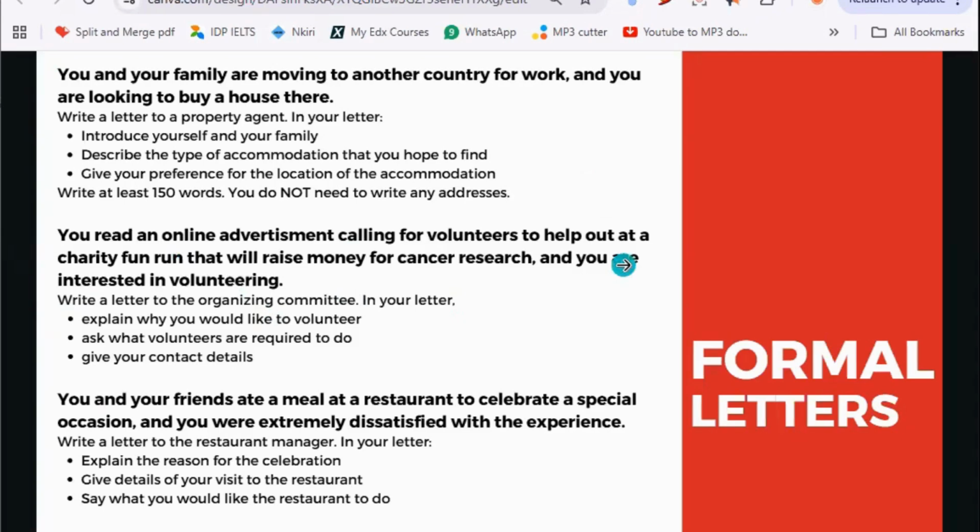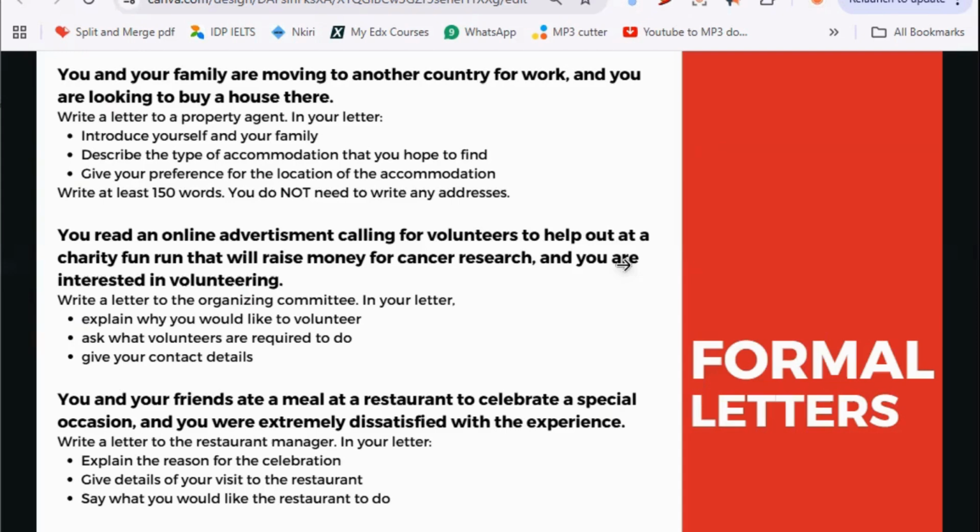So my letter here goes to the organizing committee. So I say "Dear Sir/Madam," and then I will go straight into the main body. So in the main body, how will I introduce myself? Remember what I said earlier: in starting your formal letter, you introduce yourself and state the purpose. So I will just say, "Dear Sir/Madam, my name is Tosin Gbadebo."